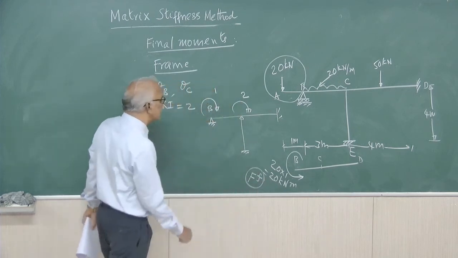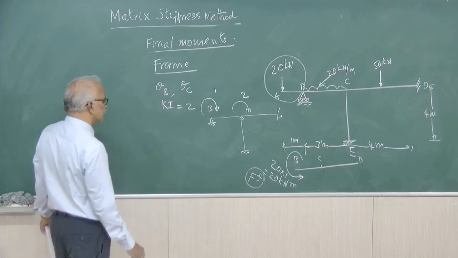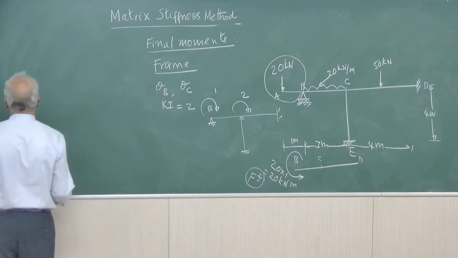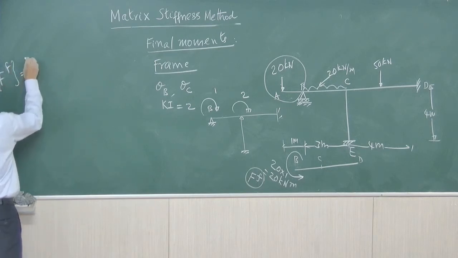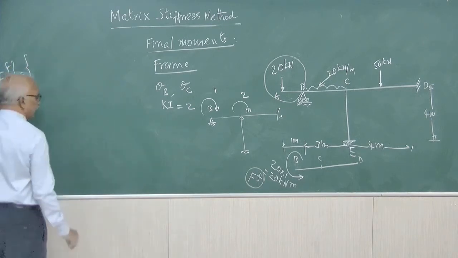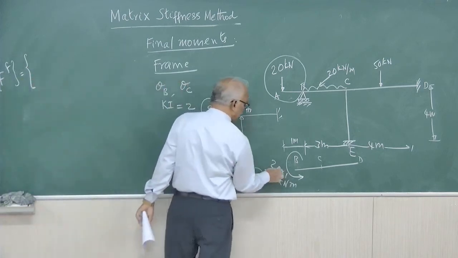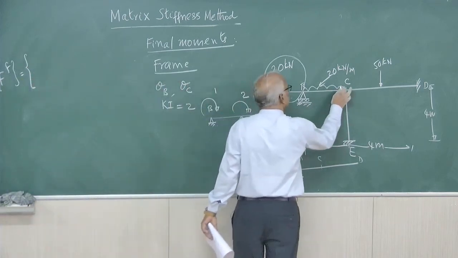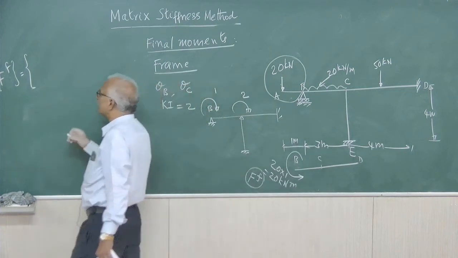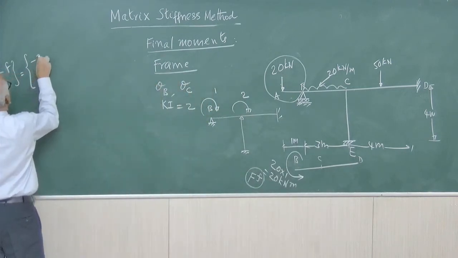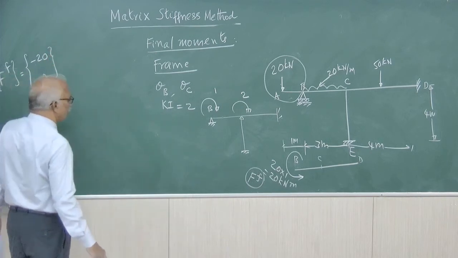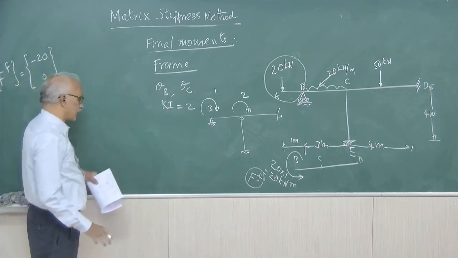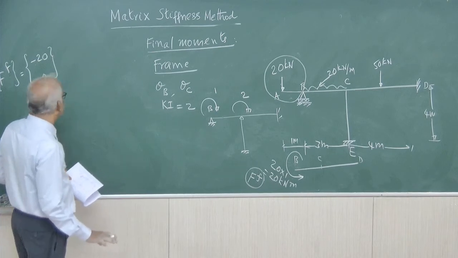Applied at the system coordinate. F of F is equal to 0. Therefore, F of F will have two values. F of F will be forces applied at the system coordinate. One will be minus 20 and here no external force. So one is minus 20, the other one is 0. At coordinate 1 it is minus 20 due to the overhanging part. So that is F of F.